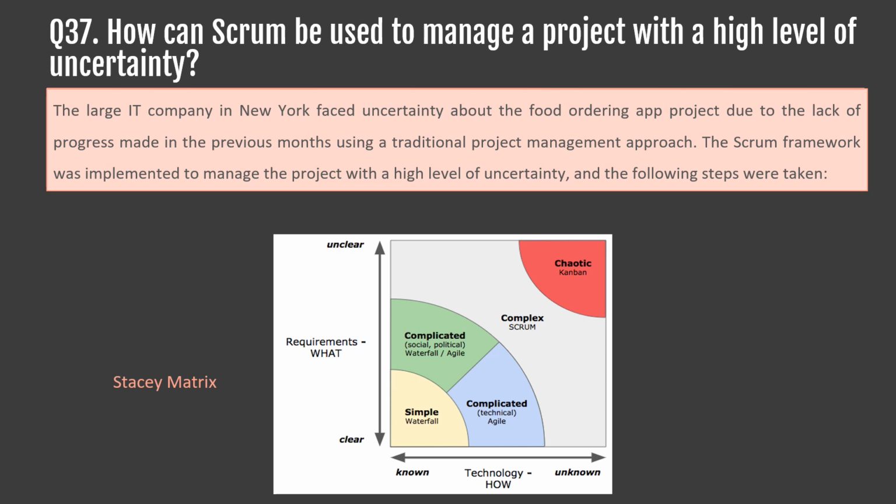Continuous improvement. The team continually evaluated and improved their processes throughout the project, enabling them to manage uncertainty and increase efficiency. By using Scrum to manage the project with a high level of uncertainty, the team was able to successfully launch the food ordering app after a few notable months of failure using a traditional project management approach.